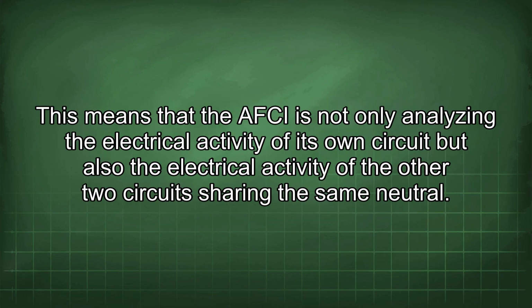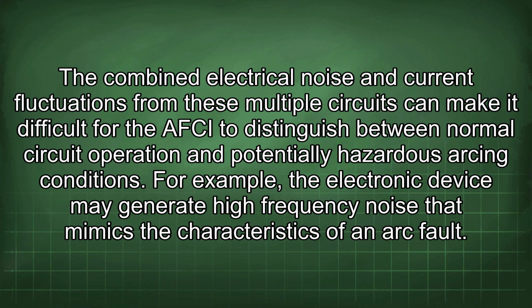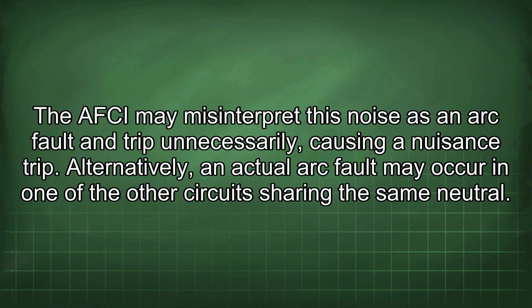This means that the AFCI is not only analyzing the electrical activity of its own circuit but also the electrical activity of the other two circuits sharing the same neutral. The combined electrical noise and current fluctuations from these multiple circuits can make it difficult for the AFCI to distinguish between normal circuit operation and potentially hazardous arcing conditions. For example, the electronic device may generate high-frequency noise that mimics the characteristics of an arc fault. The AFCI may misinterpret this noise as an arc fault and trip unnecessarily, causing a nuisance trip.